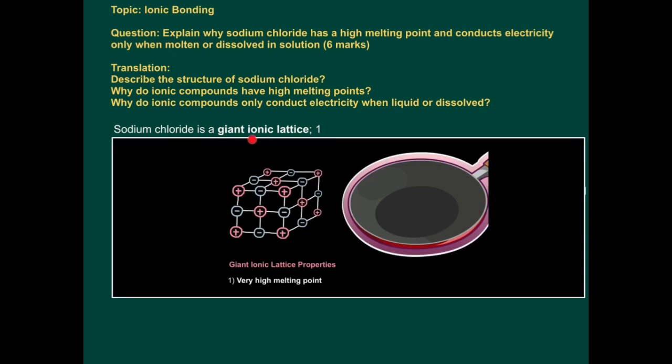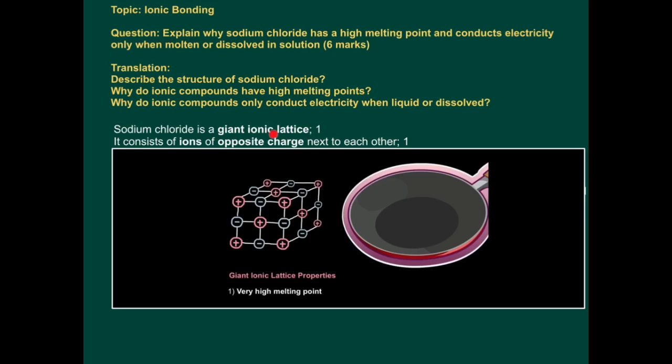Sodium chloride is a giant ionic lattice. It looks like this. A lattice is a structure with a regular arrangement of atoms, so in rows, for example. Now, to describe a giant ionic lattice structure, it consists of ions of opposite charge, so positive and negative, next to each other.